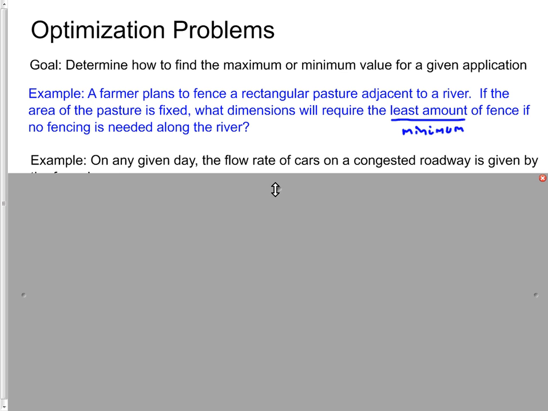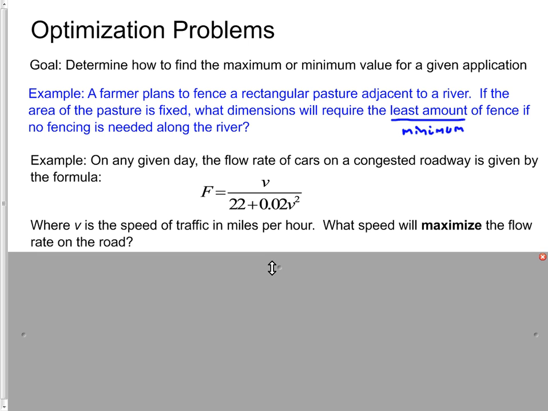What else? Here's one: the function that describes traffic rate. It's kind of interesting, but on any given day, the flow rate of cars on a congested highway is given by the formula F, the flow rate, equals V over 22 plus 0.02 V squared, where V is the speed of traffic in miles per hour. So we're asking, what speed would maximize the flow rate along this road? Supposedly somebody did a study somewhere and found this function describes it perfectly. So we would want to be able to find that value.